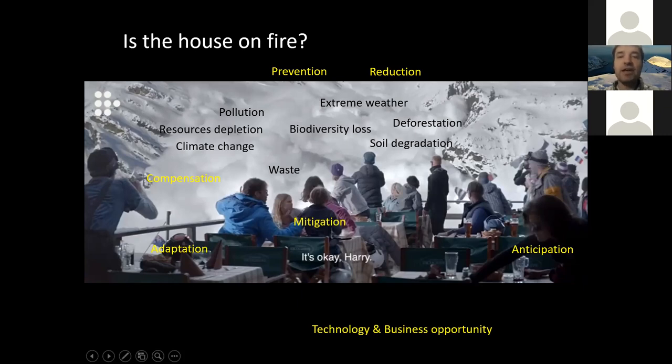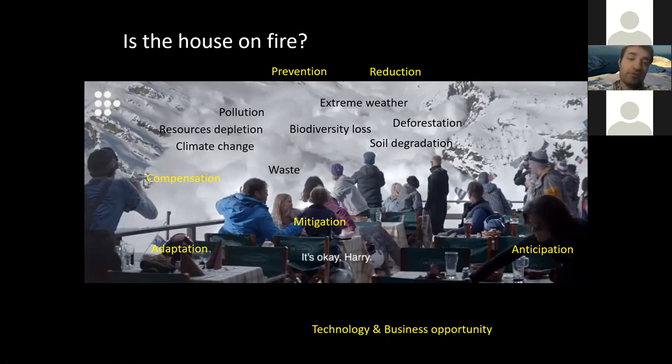And that's the main purpose of this course, how to deal with the challenge of the environmental crisis and the climate crisis, and what business opportunities and technological opportunities are there for sustainable engineering to address those challenges and to come up with some solutions to anticipate these challenges we are facing.